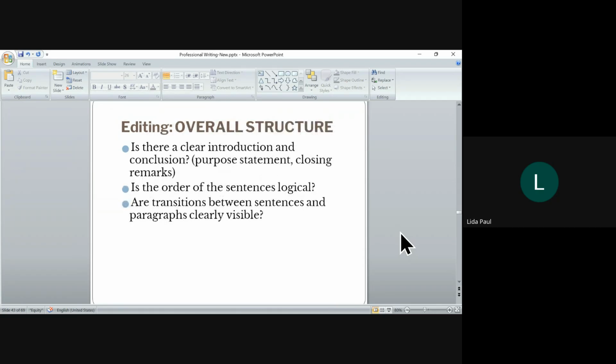Then the second part, that is editing for overall structure. If you're looking at the editing of the overall structure of the content, in this case email, you're going to look at a few questions here. The first question, is there a clear introduction and conclusion? Remember, even if you're talking about a professional email, which is just 3 or 4 sentences long, introduction and conclusion are definitely a part of it. Can you comment on this? It's on the screen, but can you talk about what we mean by intro and conclusion in a professional email?